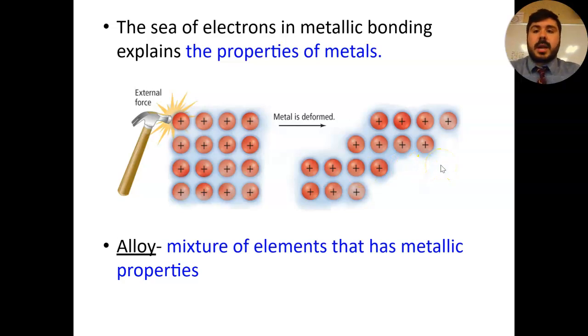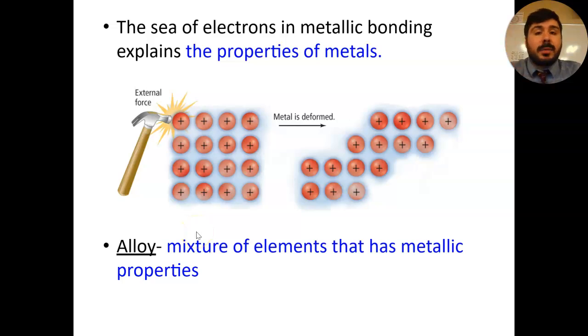So let's get right to this slide. The sea of electrons in metallic bonding explains the properties of metals as well. We've talked briefly about metals and their properties a couple of units ago, about how metals are malleable, so whenever you hammer them out, they can be hammered into sheets. They are ductile, which means they can be drawn into wires. They're very easy to manipulate when you add an external force to them. But just by manipulating and flattening them doesn't mean that they lose anything. They just are deformed, like it shows in this diagram.